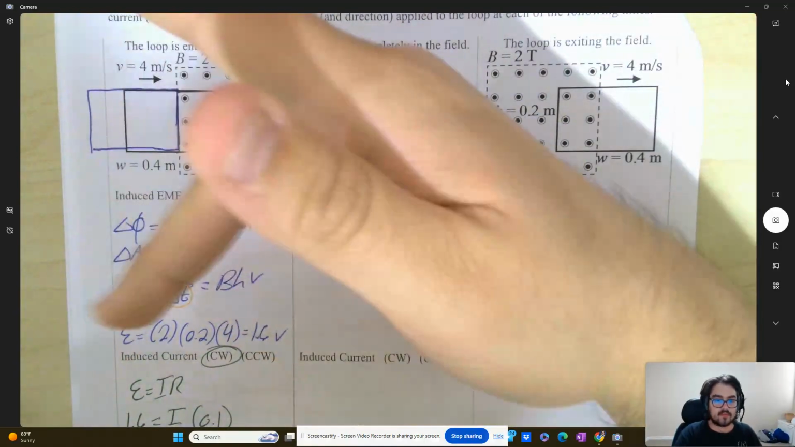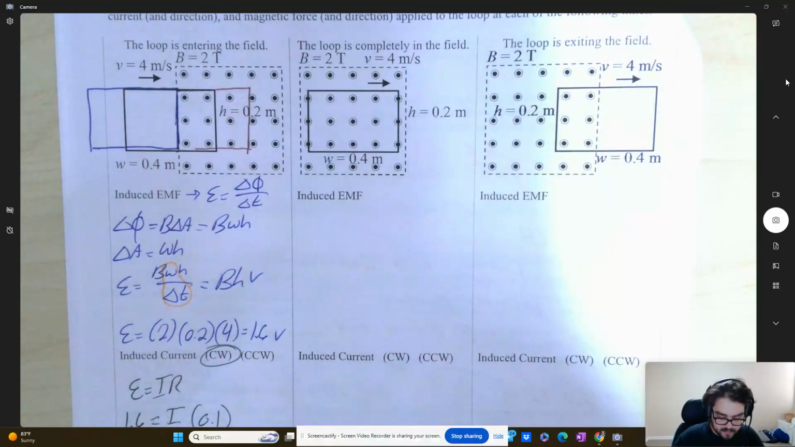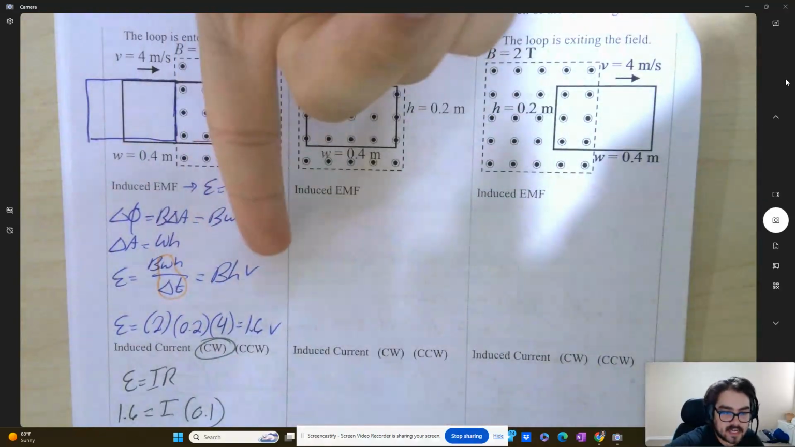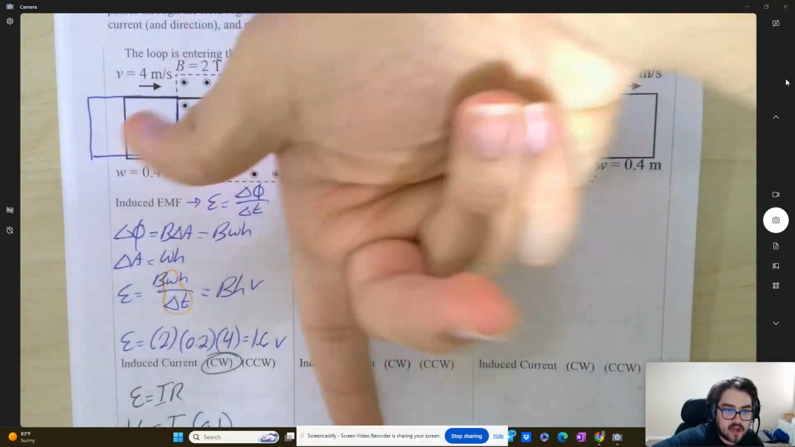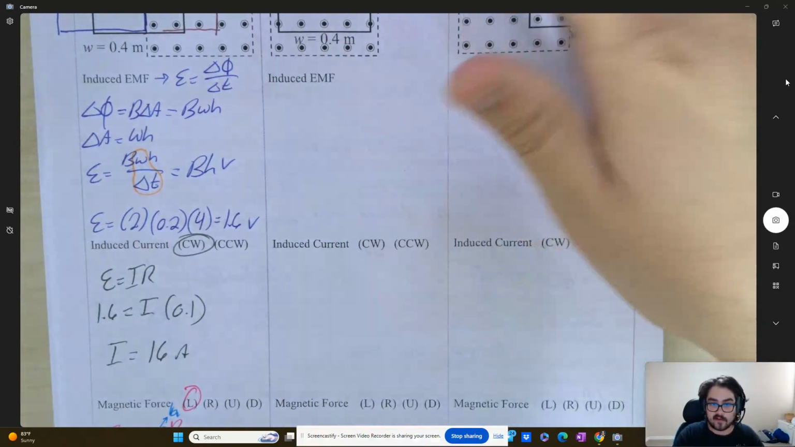So we would use our right-hand rule. You can do it with the current. The current is going clockwise, so it's traveling down as it enters. B field's out of the page. Our force is going to the left, so we would mark that down here as the force going to the left.